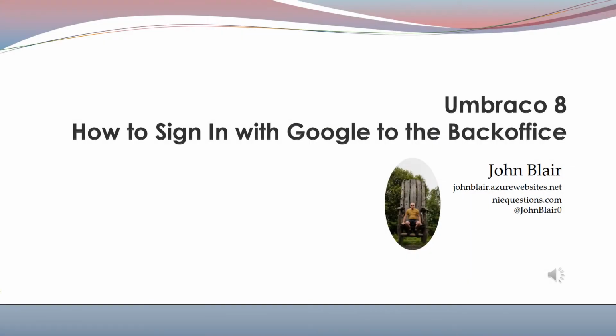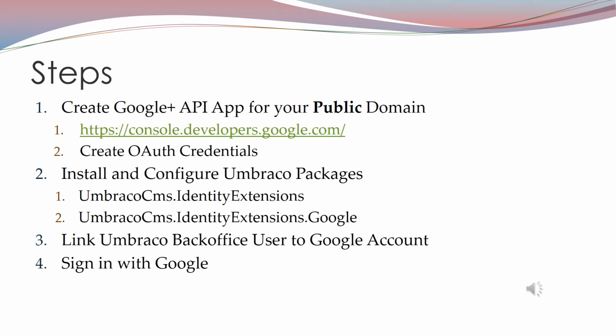Hi, this video will show you how to sign in with your Google account to the back office in Umbraco. The steps involved in signing in with Google are: create a Google Plus API app for your public domain and create OAuth credentials for that. Then you install a couple of Umbraco packages, the identity extensions and the identity extensions.google.